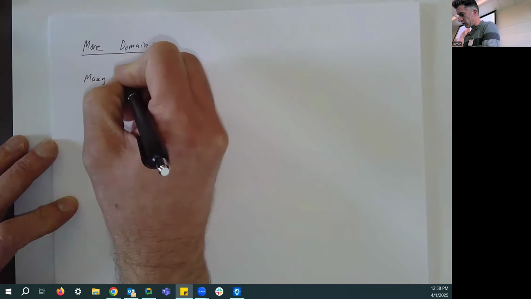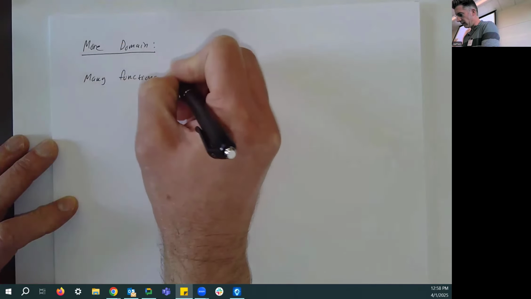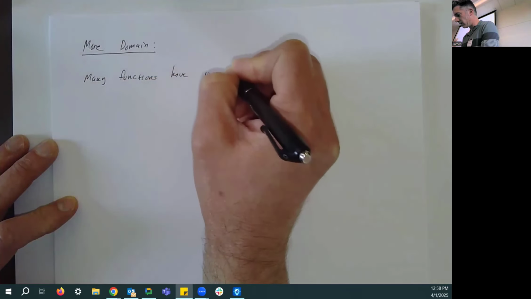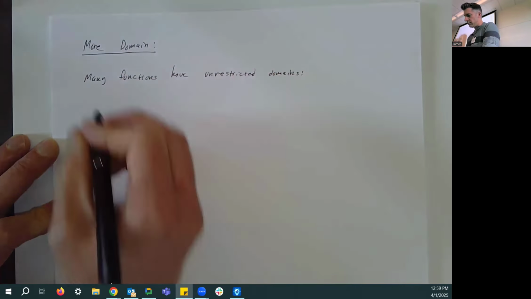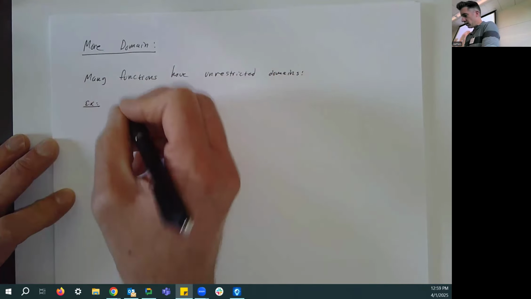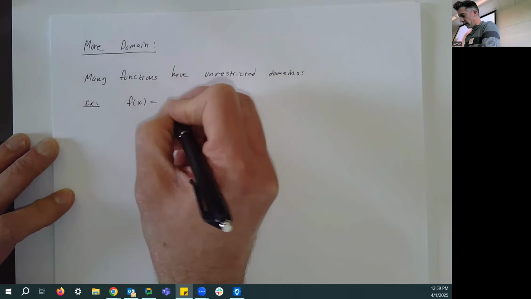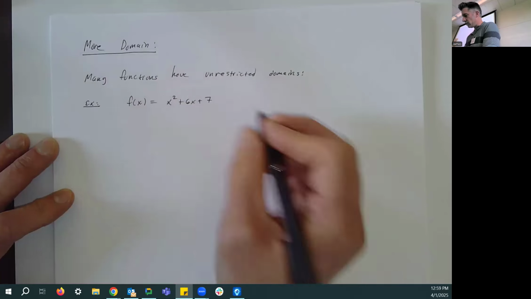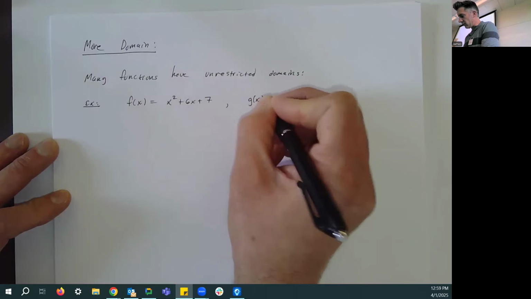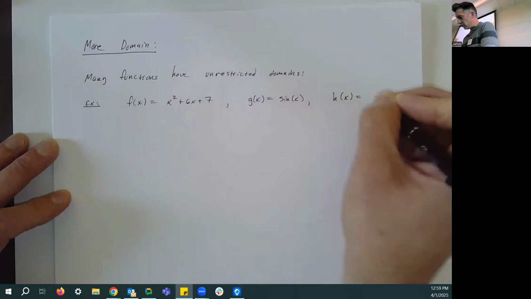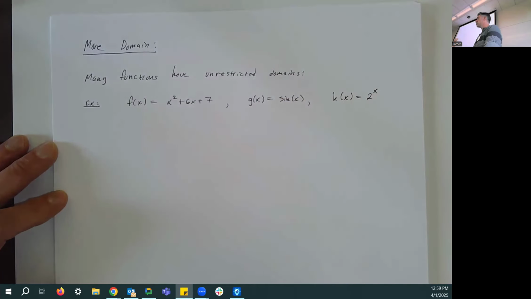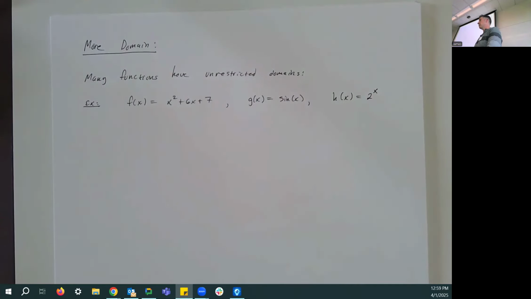So many functions have unrestricted domains. A couple examples. f of x equal to x squared plus 6x plus 7. Or g of x equal to sine of x. Or h of x equal to 2 to the x power. Each of these functions has no domain restriction.